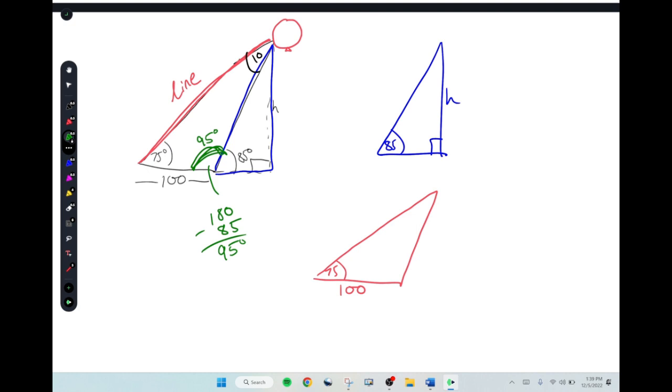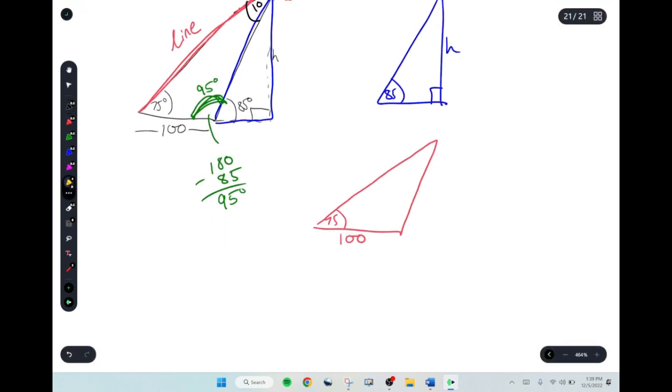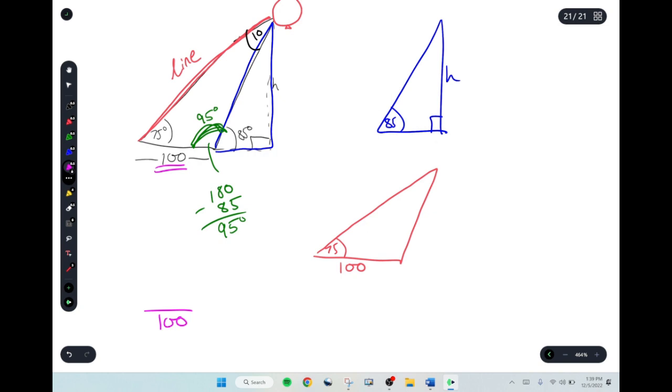How can we set up the easy one to get our answer? Obviously, the 100's got to be in there. So let's make it pink. The 100 is pink. What number goes with the 100? Oh, it's down here too. Oh, I should have done it down here. It would have been cleaner. Here we go. Here's our 95. Here's our 10. So the sine of 10 goes with 100. And what are we setting that equal to?